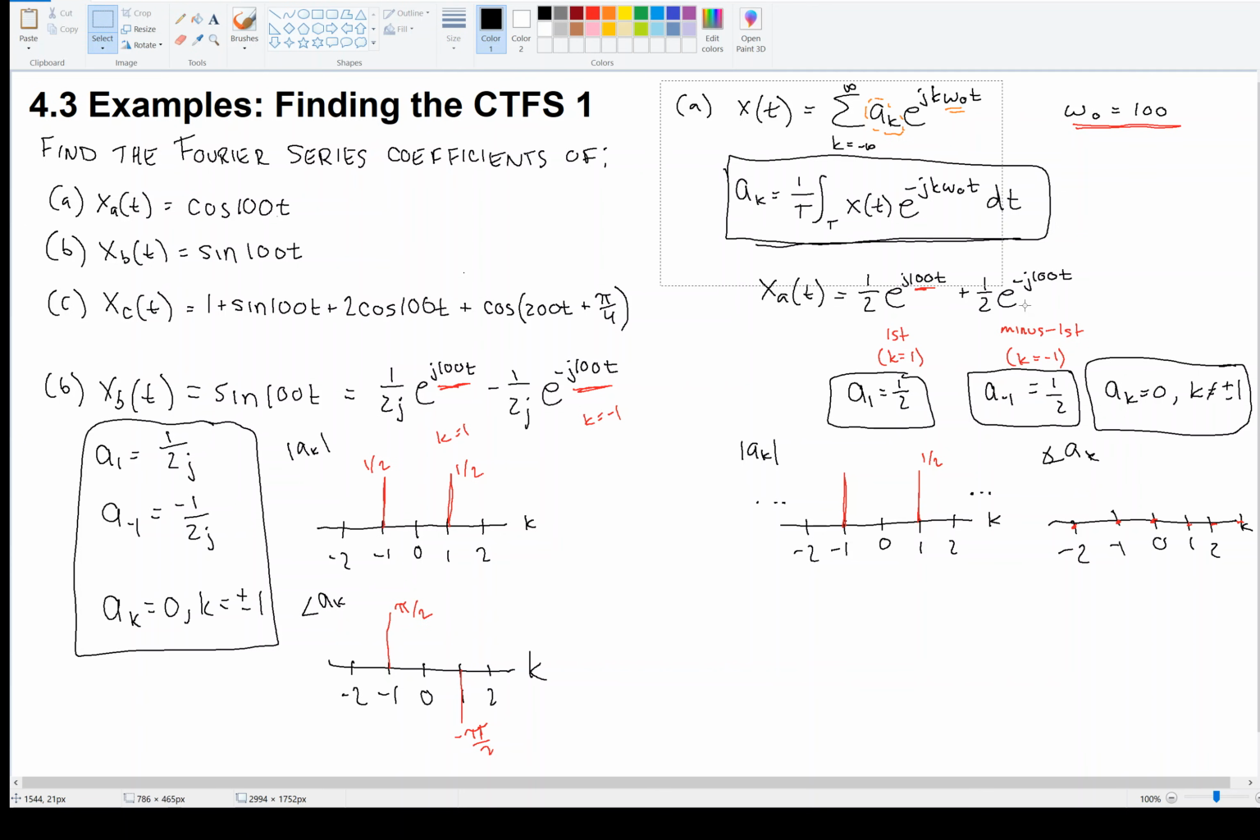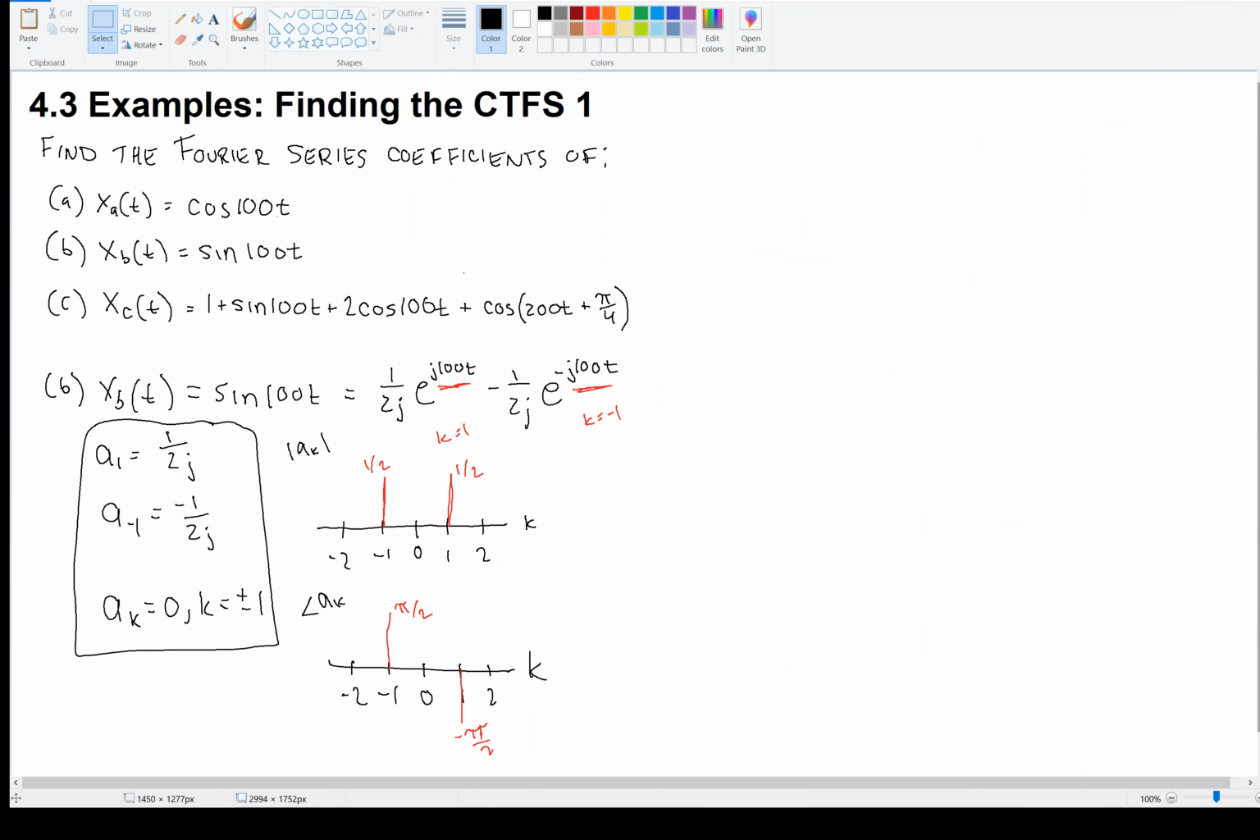All right. Now, example C. Again, I have sines and cosines. But first we have to understand what's the fundamental frequency of this thing. I have 100, I have 100, I have 200. Well, you've got to go back to the video on fundamental frequency.